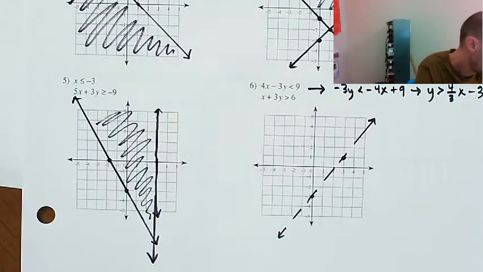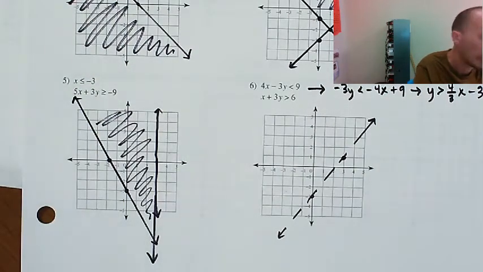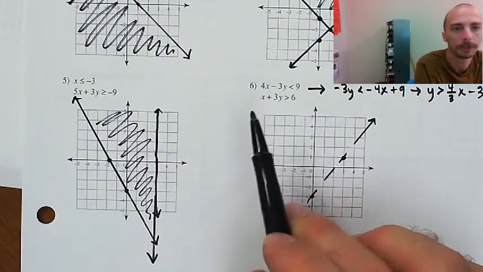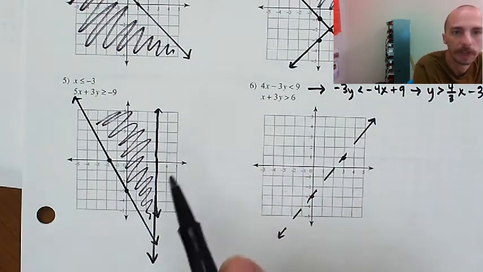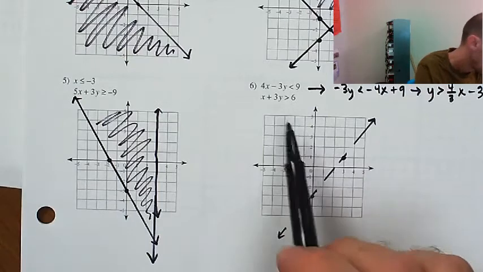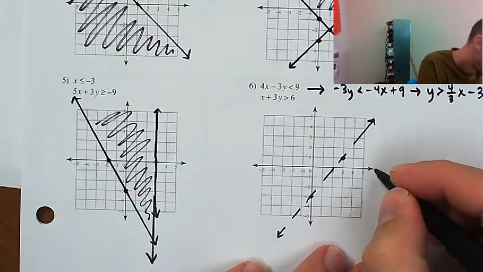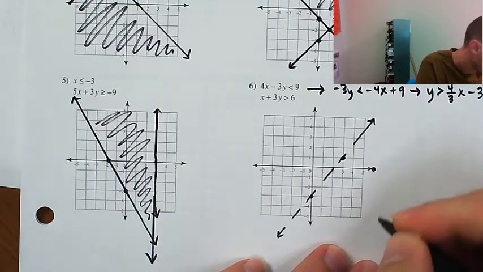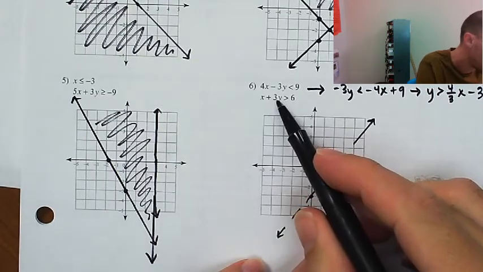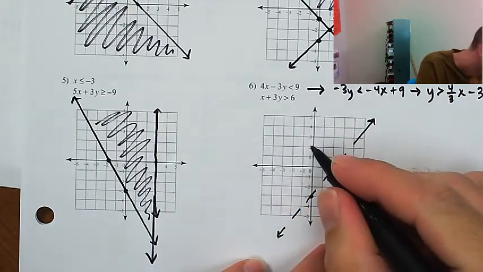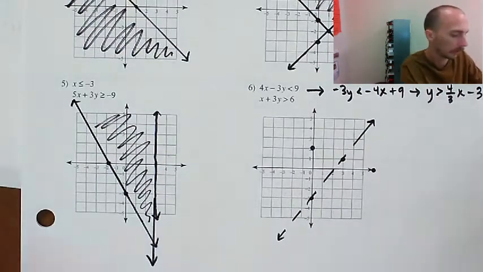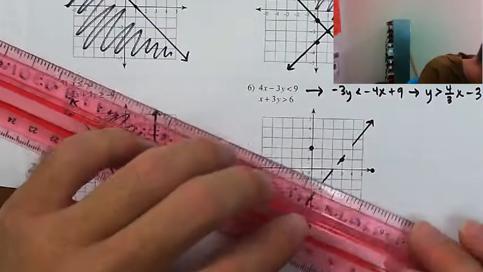And then x plus 3y is greater than 6. Okay, I'm going to do this one with intercepts because I can see it's still going to be y is greater than. I'm not going to have to divide by a negative number or anything. And x is going to equal 6, the x-intercept. I'm just going to label that right there. And then the y-intercept is going to be 3y equals 6, y equals 2.